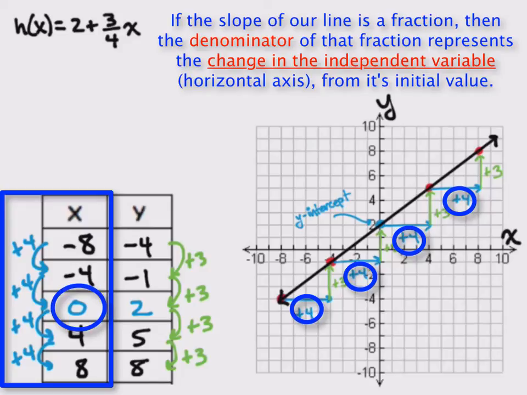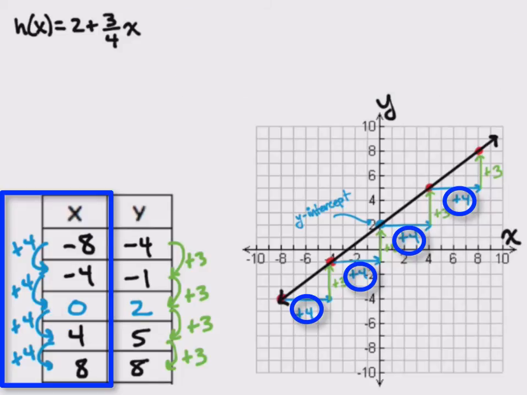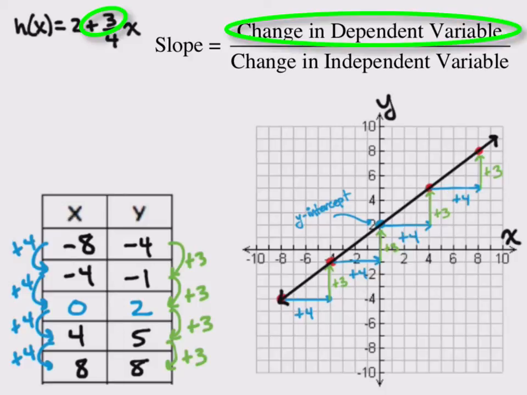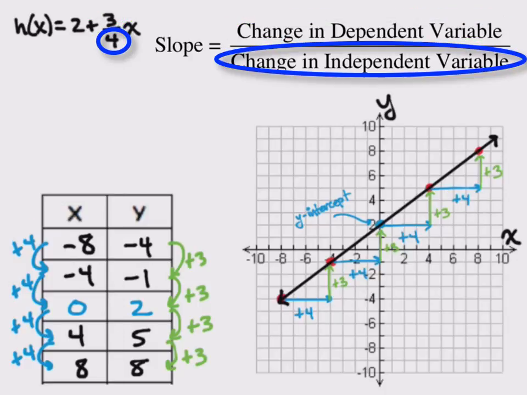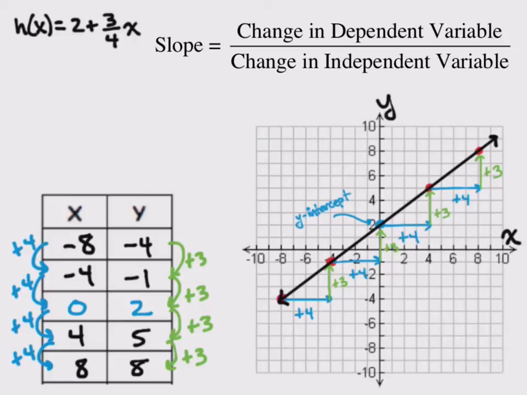So we often say that the slope is a fraction and it represents the change in the dependent variable over the change in the independent variable. In this case, positive 3 and positive 4. Meaning our graph goes up 3 units, every 4 units we move to the right.